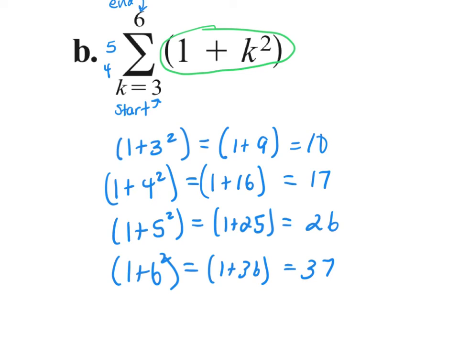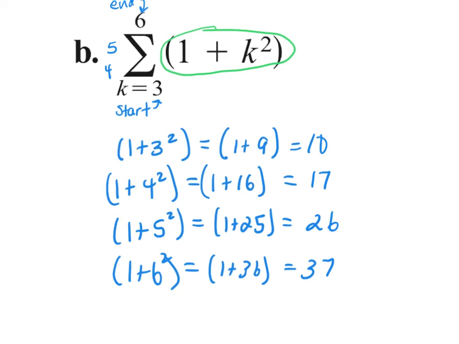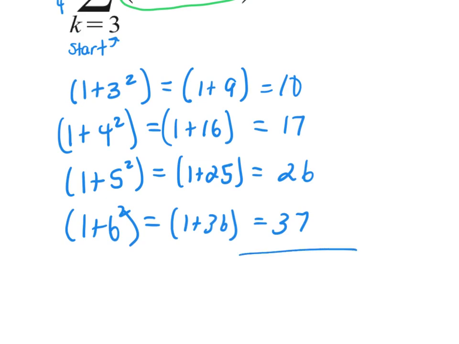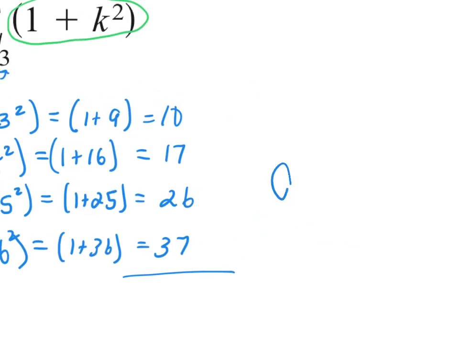So guys, now look, this is simple, simple, simple work. Very easy to make a mistake if you're not really paying attention to what you're doing. But now that we have those numbers, what is the summation? What do I do to those numbers? I add 10 plus 17 plus 26 plus 37. And I get what? 90. So the summation of this is 90.